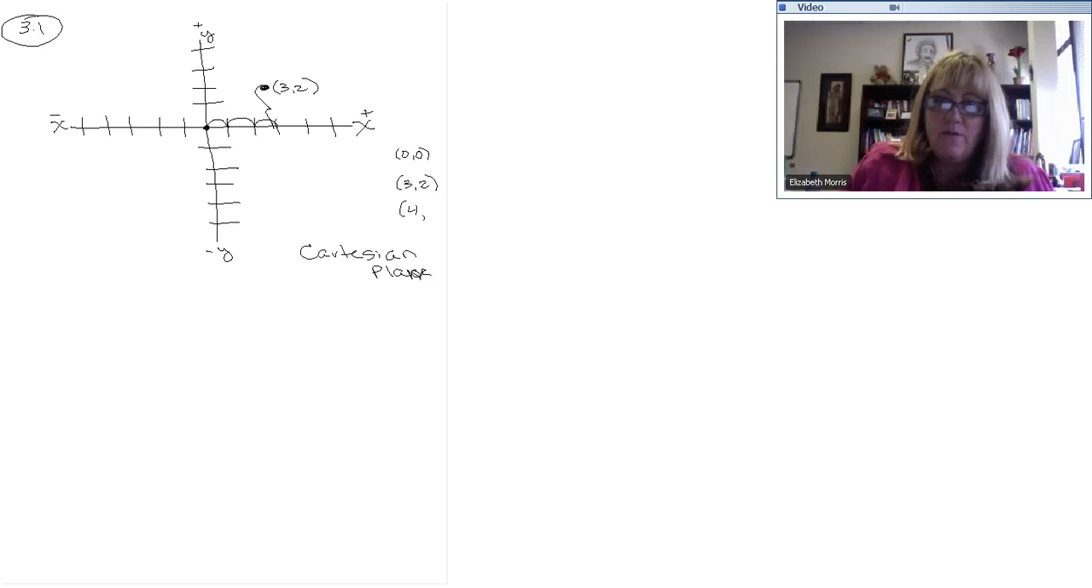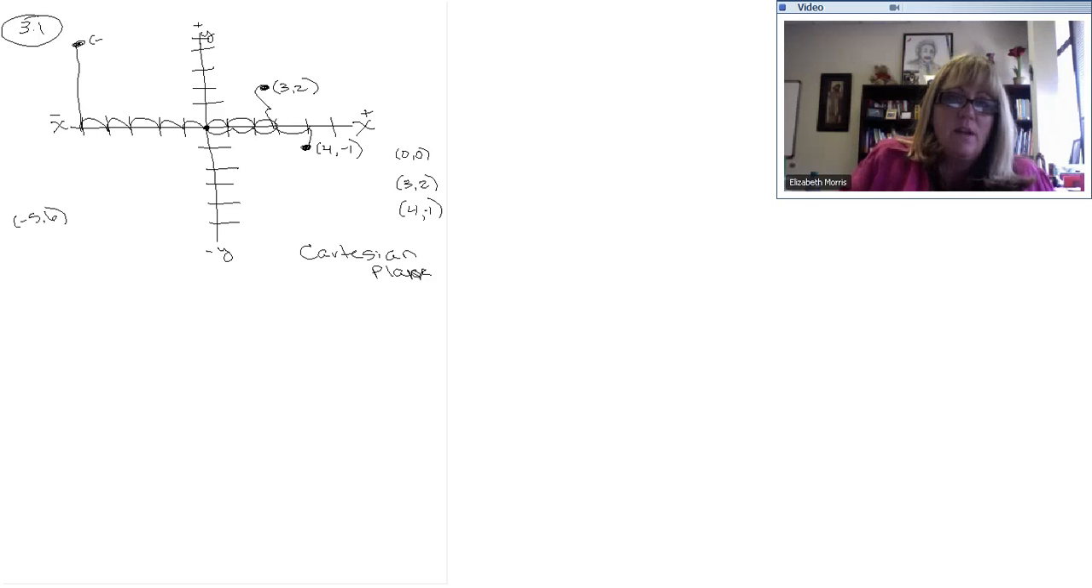What about positive 4, negative 1? Starting back at the origin, you would go over 1, 2, 3, positive 4 for x, and down 1, negative for the y. So that's at positive 4, negative 1. Something else, what if I had negative 5, positive 6? Negative 1, 2, 3, 4, 5, and then up 6, which if you go up 6 in y, you're up here. So negative 5, 6.